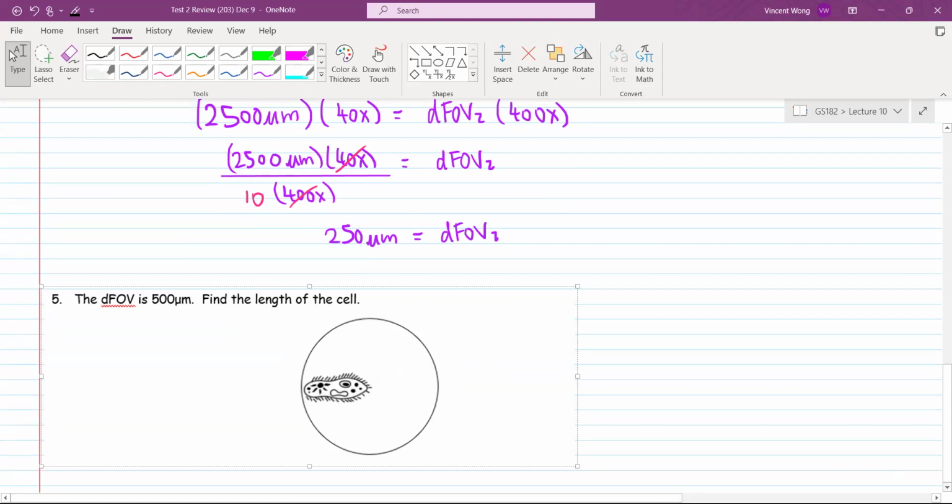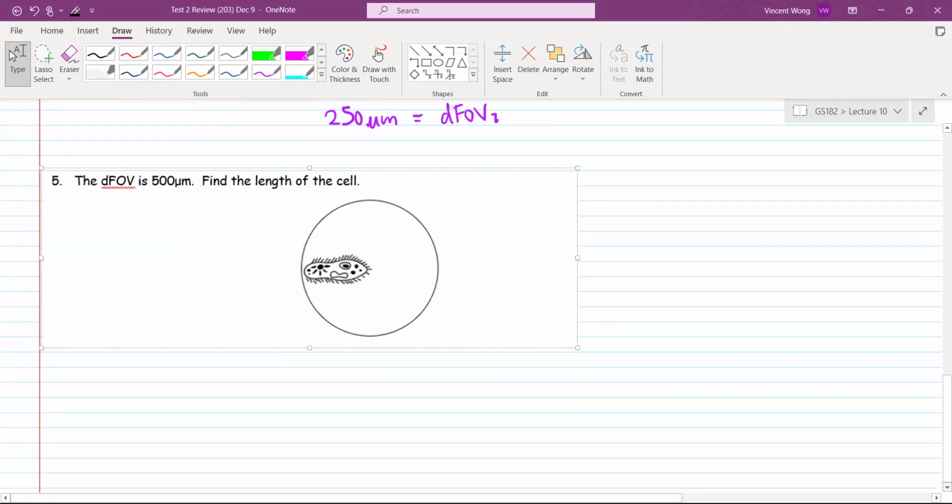The DFOV is 500 micrometer. So it's already given to you. From one end to the other end, it is 500 micrometer. And we want to find the length of the cell. So that's one cell, and roughly you can see you can fit another cell here, right?